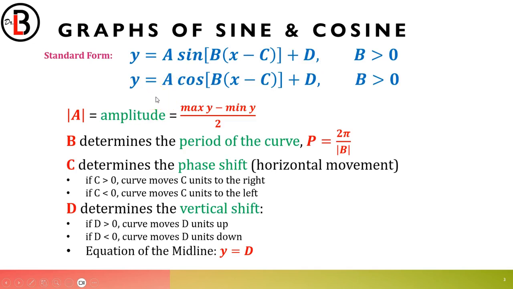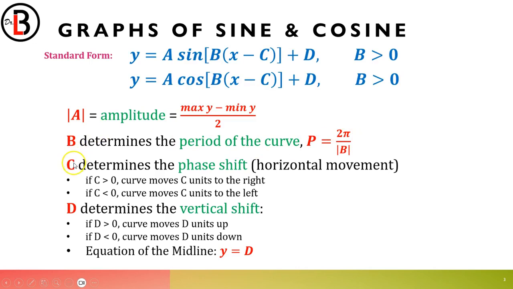In this, you can see some of the properties of the curve, wherein the absolute value of a is equal to the amplitude. That is actually the maximum y value minus the minimum y value all over 2. The coefficient b determines the period of the curve, wherein the period is equal to 2 pi all over the absolute value of b.